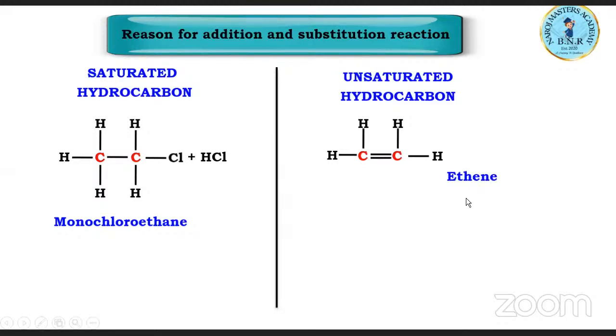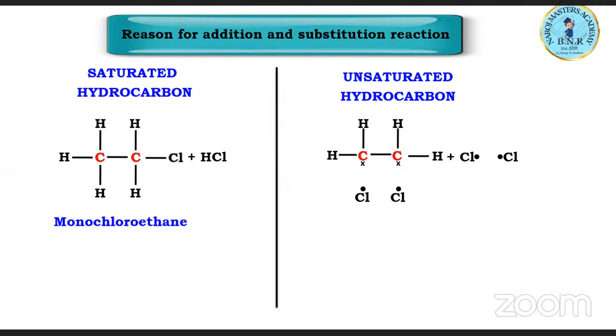Now you can see ethene is present here. Now we are reacting with chlorine, for example. 2 chlorines are present here. Now, instead of hydrogen, we can react with any halogen member. Halogens are chlorine, bromine, iodine, etc.